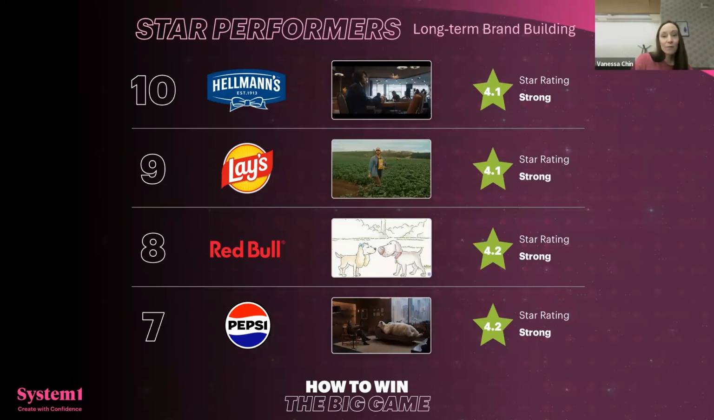Number 8 is Red Bull. That aired, if you saw it, at the end of the game with Kastner. And this one's called Dog Date. Aw. This is what we like to call fluid consistency. Red Bull is a fantastic example of having a distinctive look and feel.